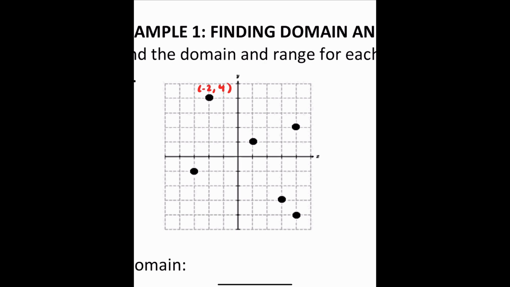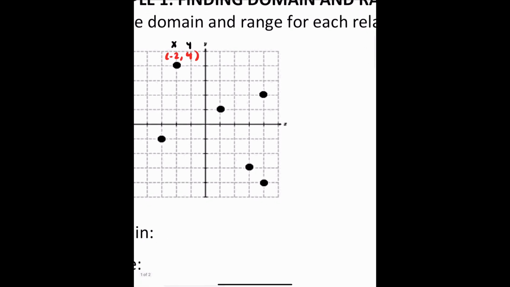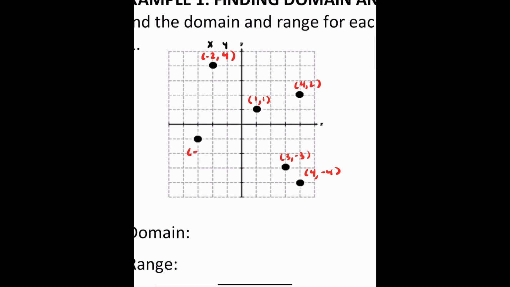And when we write ordered pairs, the x comes first and then the y comes after. So this is in the form x comma y. If I'm looking at this point over here, this will be 1 comma 1. And this one would be 4 comma 2. And this one would be 3 comma -3. And this one would be 4 comma -4. And lastly, we have -3 comma -1.